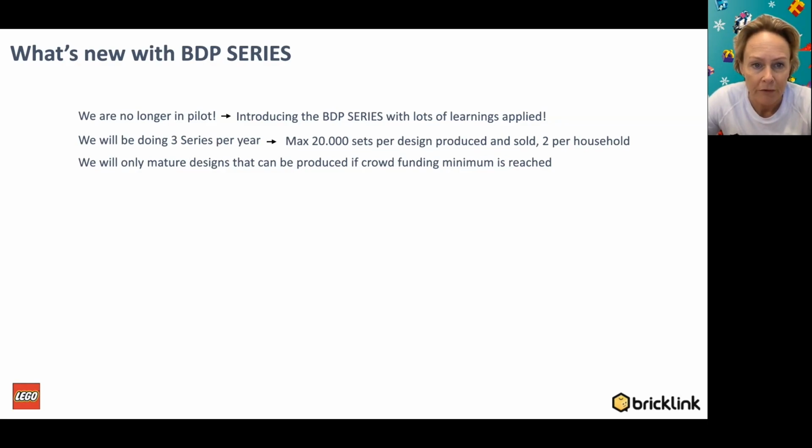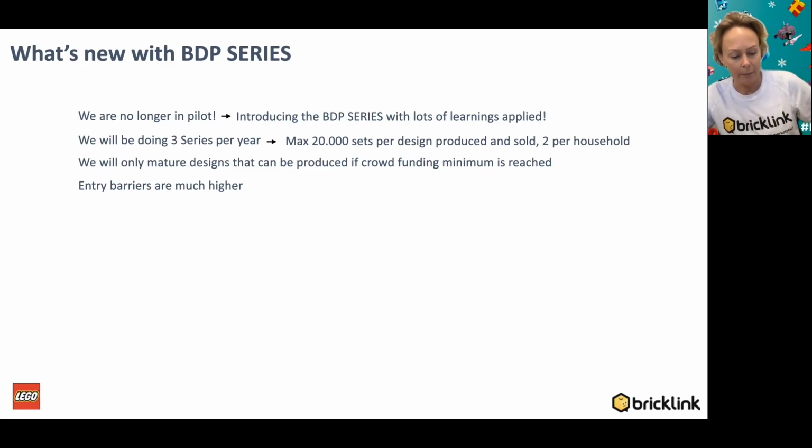Also, a huge difference from the previous rounds is that we will only be maturing designs that can actually be produced if the crowdfunding minimum threshold of 3,000 is reached. In the past, as you've seen, we put forward 9 designs, and the first 5 that reached the crowdfunding minimum were produced. In this case, we want to make sure that we don't waste anybody's time, so whatever goes through will also, if they reach the minimum, be able to be produced. The last thing I want to mention is that the entry barriers, as you have most likely also seen, are much higher than in the previous rounds. There is a long list of submission guidelines that I will take you through, and hopefully that will make sure that nobody starts building something that doesn't make sense. If it makes it through, you have to start over again. So this is all something that we're doing to give you the best possible chance of actually making it through.